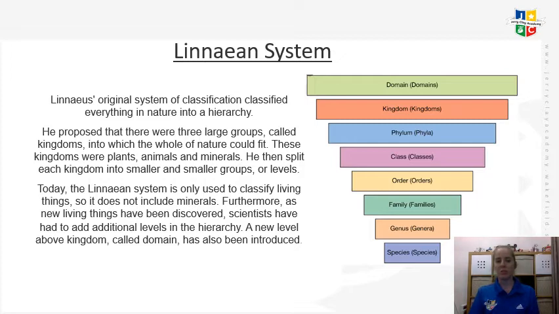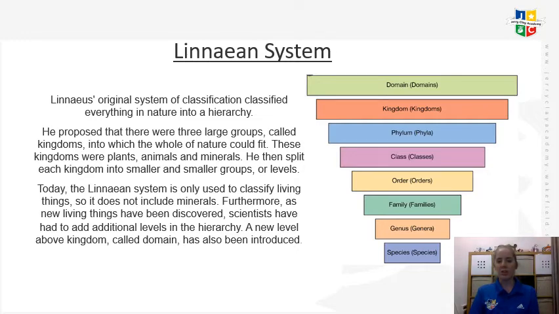Now, his original system was classified into the hierarchy, as you can see there, and he said there were three large groups and they were called kingdoms, and he said that all of nature could fit into any of those three kingdoms, which were plants, animals and minerals. And then he split the kingdoms into smaller and smaller groups or even smaller levels, and the Linnaean system now is only used to classify living things, so we don't include minerals anymore.